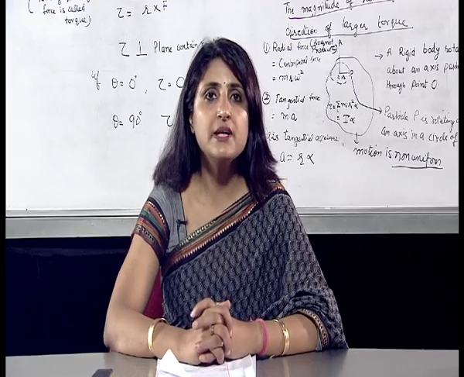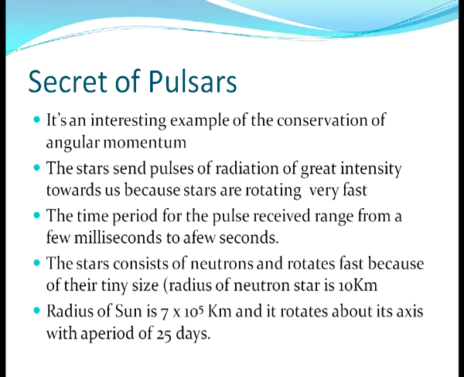Let us talk about the secret of pulsars. It is an interesting example of the conservation of angular momentum. The stars send pulses of radiation of great intensity towards us because the stars are rotating very fast. The time period for the pulses received ranges from a few milliseconds to a few seconds. The stars that we are talking of consist of neutrons and they rotate very fast because of their tiny size. The radius of the neutron star is 10 km, while the radius of the sun is 7 into 10 raised to the power 5 km and it rotates about its axis with a period of 25 days.